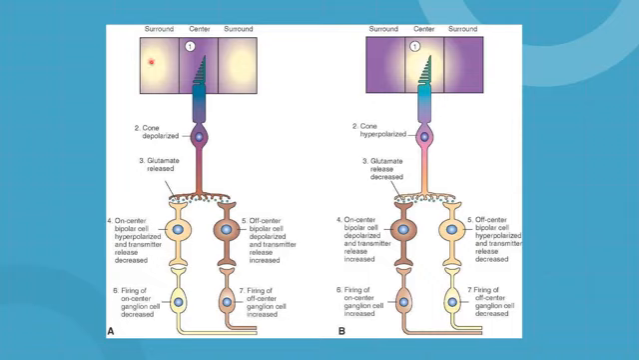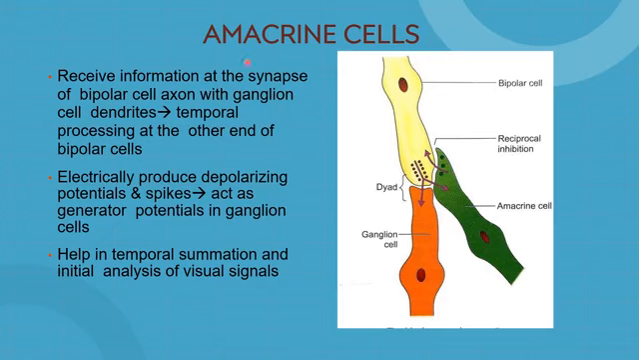From the rods and cones, in center-surround antagonism, the cones which are depolarized release glutamate, so of these bipolar cells one will be hyperpolarized and one will be depolarized. And here also, when the cone is hyperpolarized, glutamate release is decreased, so one will be depolarized and one will be hyperpolarized. When there is depolarization, firing increases. When there is hyperpolarization of the bipolar cell, firing of the ganglion cells will be decreased. One more type of cells are the amacrine cells.